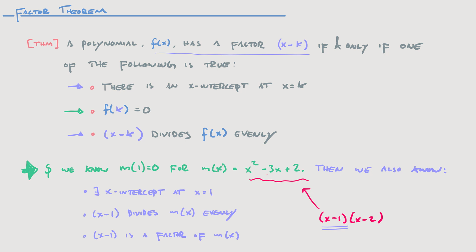Now it's actually verifiable. This isn't that hard to factor. The two things that multiply together to give you positive 2 and add to be negative 3 are negative 2 and negative 1, so this is the way that you factor it. That's a lot that we know from just m of 1 being equal to 0. That's all we're given, and now all of a sudden we know one of the factors for this thing. That's a super powerful thing to say. Let's look at a few more examples to really get the gravity of what we're saying here.